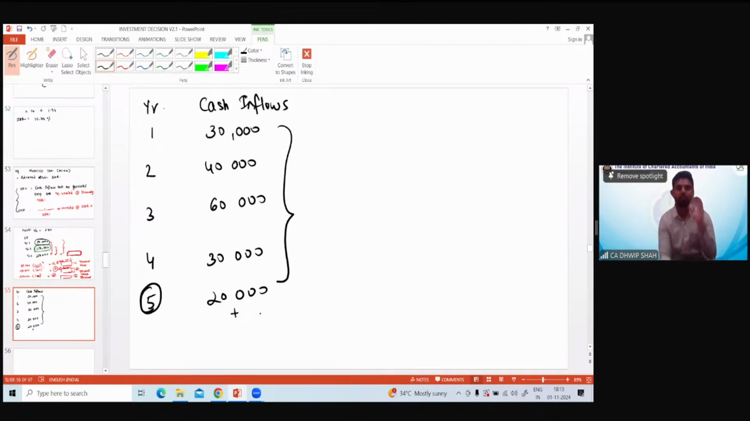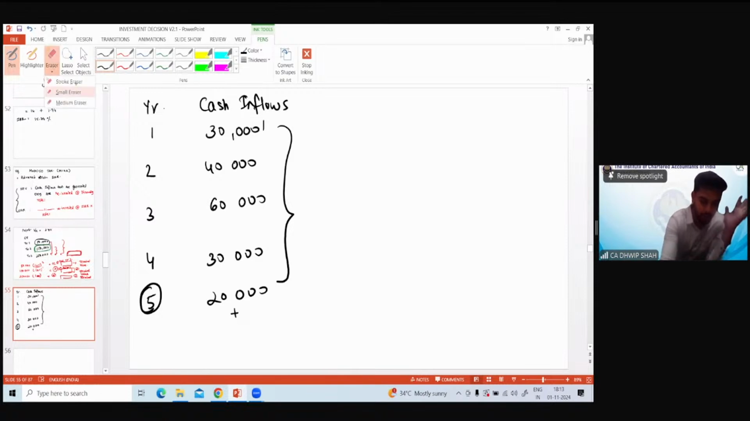Are you getting this? You have to think about this 30,000. If I invest for a further 4 years, then how much would be the value of this 30,000 after the end of 4 years? Are you getting this? You just don't have to add it in absolute terms. See, this 30,000 the company has earned in year 1. Okay?